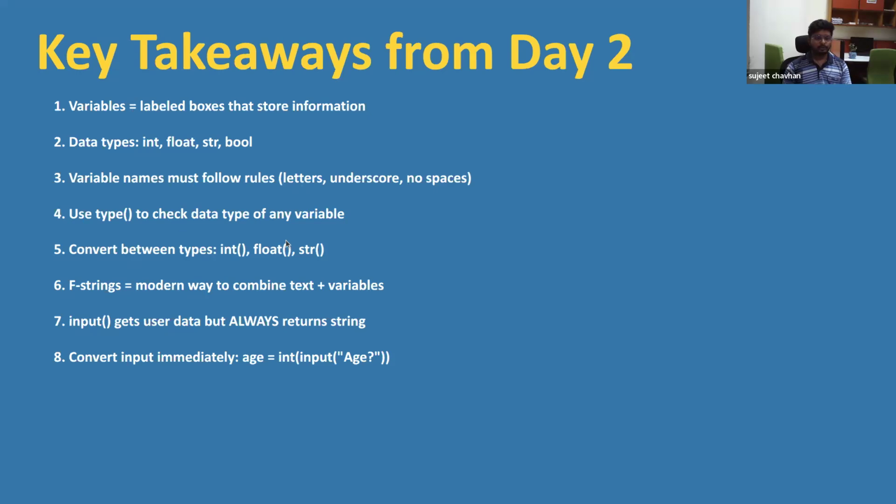Use type to check the data type of any variable. We can convert between types. F-string is a beautiful and modern way to combine text and variables. Input. So when you remember input, remember Thanos. Like it stops the program and gets input from the user, and it always returns a string. And if you want to convert input, you can use int, float, whatever.